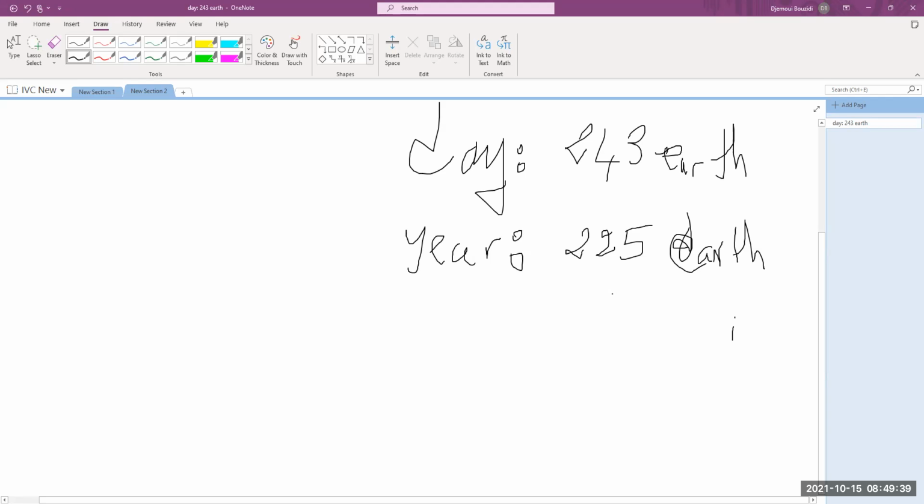However, which day are we talking about on Venus? Is it the sidereal day? This is the sidereal day. This is the day, basically the absolute day, if you want to call it that way. And this is the day with respect to the stars.